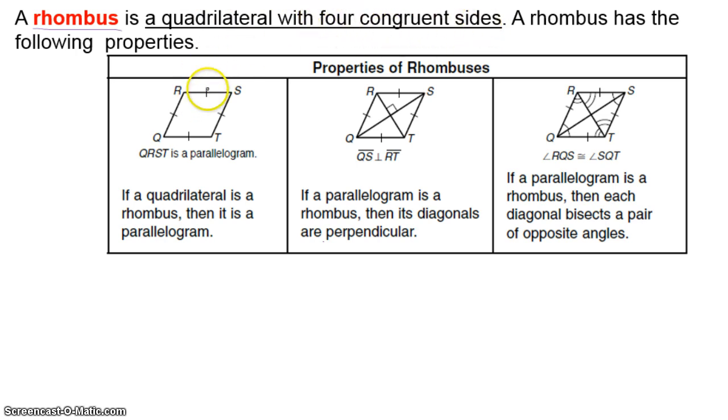And here are our properties. So here's your four congruent sides. If a quadrilateral is a rhombus, then it is a parallelogram. So all those properties, again, of your parallelogram are going to come through. If a parallelogram is a rhombus, then its diagonals are perpendicular.